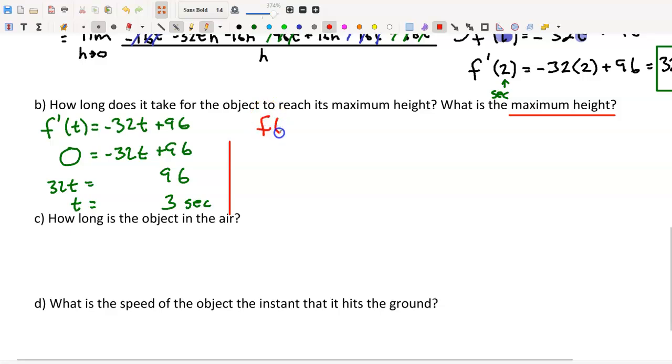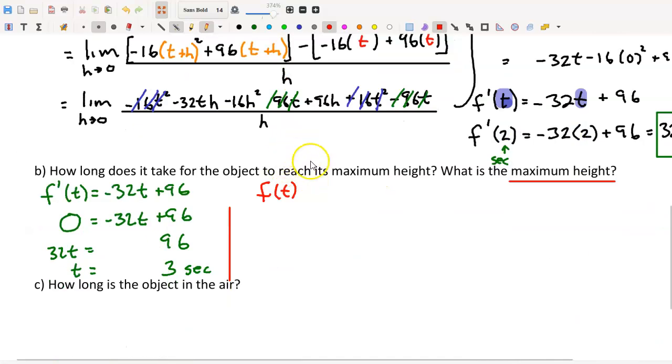So we got our original function, right? This is what gives us distance, so we're going to use this original function, plus 96t. Right? And now we know when it's at its highest point, and that's at 3 seconds. So we find what is the total height at 3 seconds, because that's the highest point, what we call the vertex.